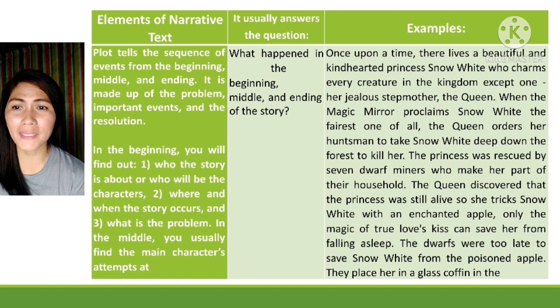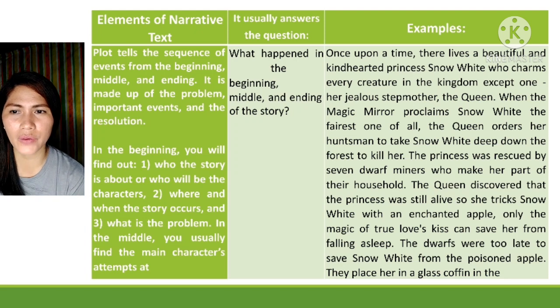Example: once upon a time, there lived a beautiful and kind-hearted Princess Snow White who charms every creature in the kingdom except one, her jealous stepmother, the queen. When the magic mirror proclaims Snow White the fairest one of all, the queen orders her huntsman to take Snow White deep down the forest to kill her.